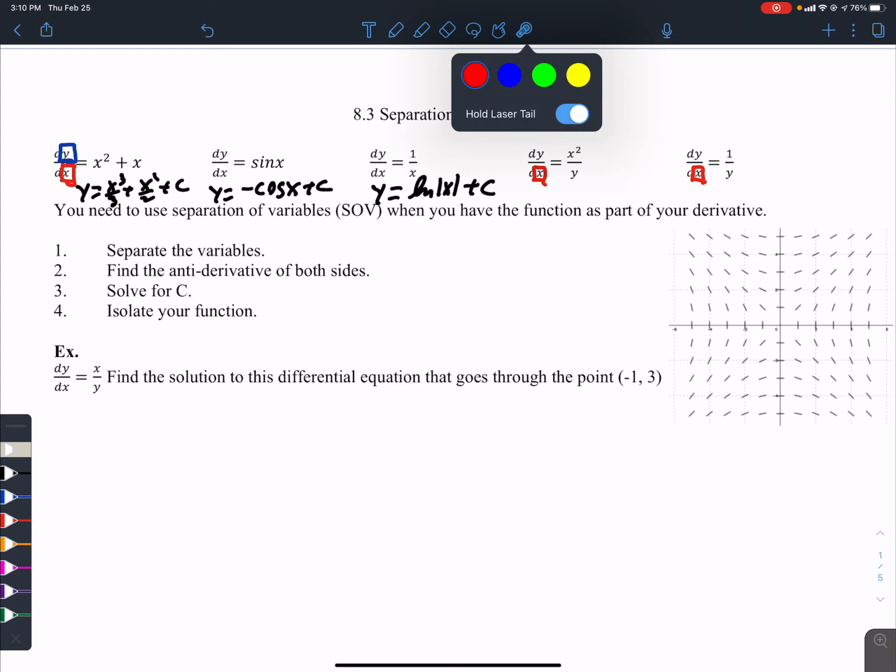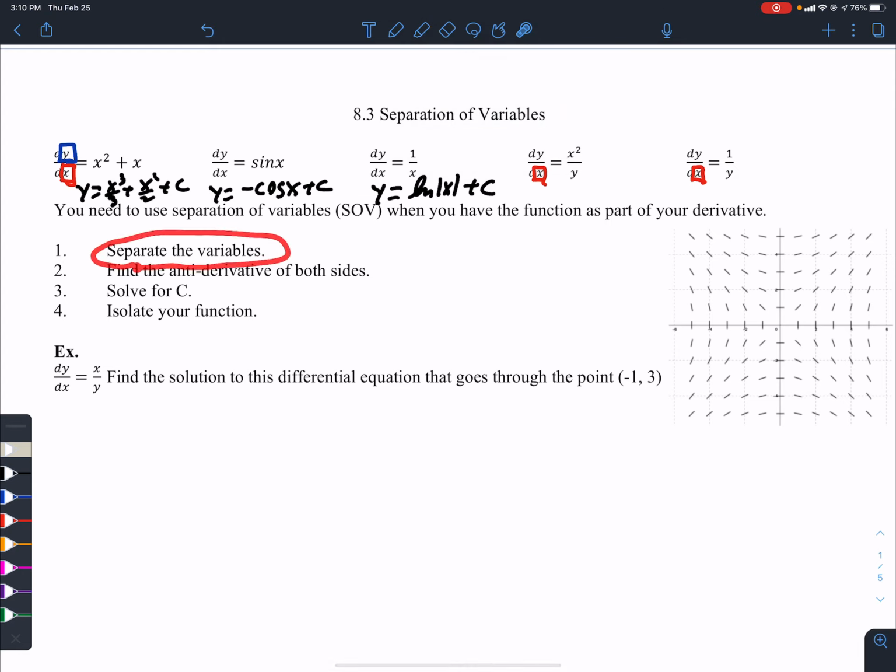So the steps you're going to take, you're going to separate the variables. Anything with an x, you're going to move to one side, and anything with a y, you're going to move to the other. Then once you do that, you're just going to find the antiderivative of each side individually. That's going to bring a constant in. You always get a constant. Then you're going to solve for that constant. And then to get the solution, you're going to isolate your function. You can get y equals. And so that's going to be the function, which will be the solution to the differential equation.